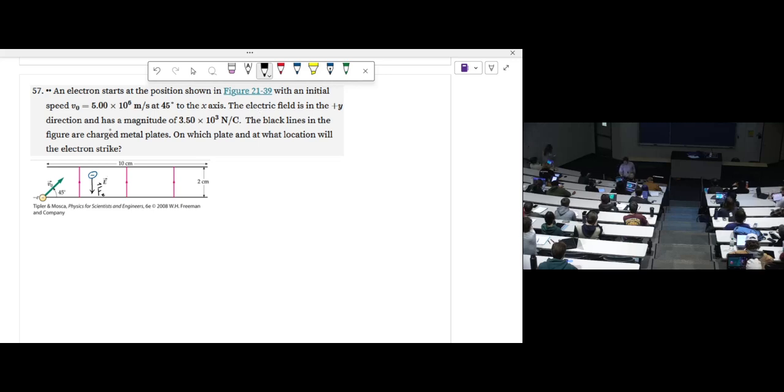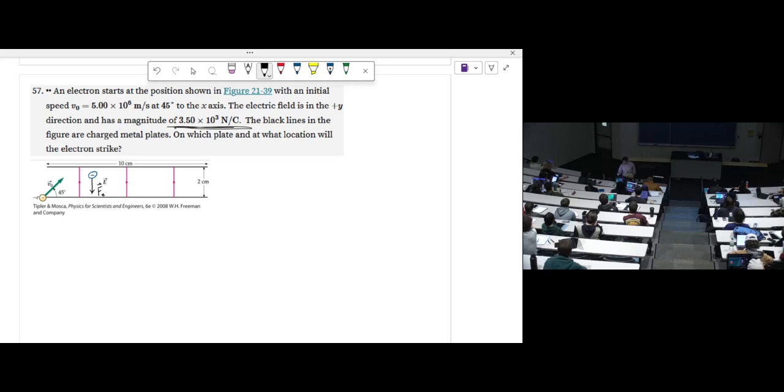The electric field has a magnitude of 3.5 times 10 to the 3 newtons per coulomb. The black lines in the figure are charged metal plates. On which plate and at what location will the electron strike?